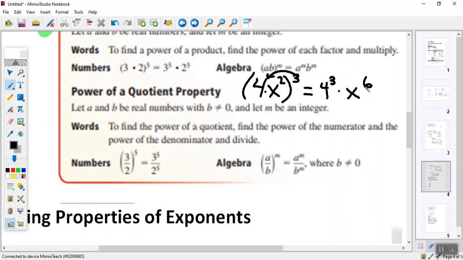Now, when I get done with something like that, it's like, okay, pump the brakes a little bit because we're not completely done. That 4 to the 3rd part, could we evaluate that? In other words, what is 4 times 4 times 4? What's 4 times 4 to start with? 16 times another 4. 64. Okay? Some people would say then this goes on to equal 64 times x to the 6th.